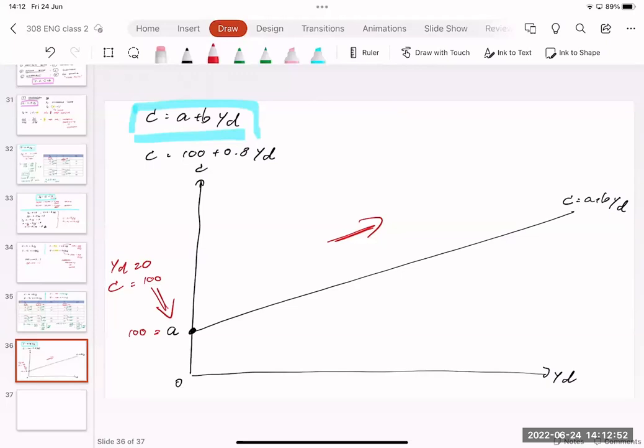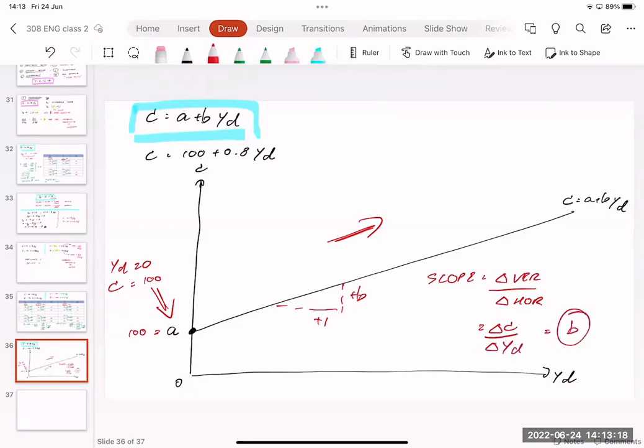The next one is, you will see that the graph is going up to the right. It means that the more YD you have, the more money you're going to spend on consumption. The slope of this curve equal to B. Don't forget that the slope of anything equal to delta vertical over delta horizontal. In this case, vertical is C, horizontal is YD, so that's why the slope equal to B. So the graph of the consumption is going to be steep or flat depending on the value of B or MPC, in this case 0.8.